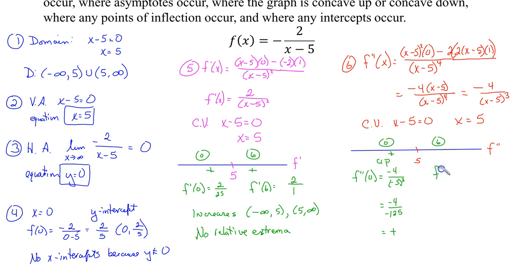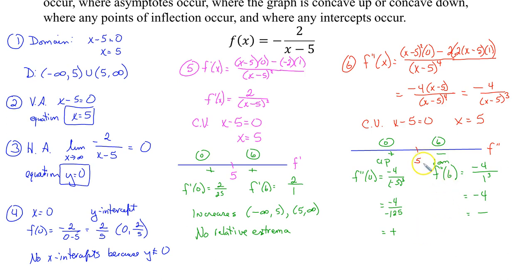The second derivative evaluated at 6 is going to give me negative 4 over 1 to the 3rd power, which is going to give me a negative 4. More importantly, it is a negative value, so my function is concave down. Now this is a little bit misleading because I don't actually have a point of inflection. I do have a change in concavity, but no point of inflection.